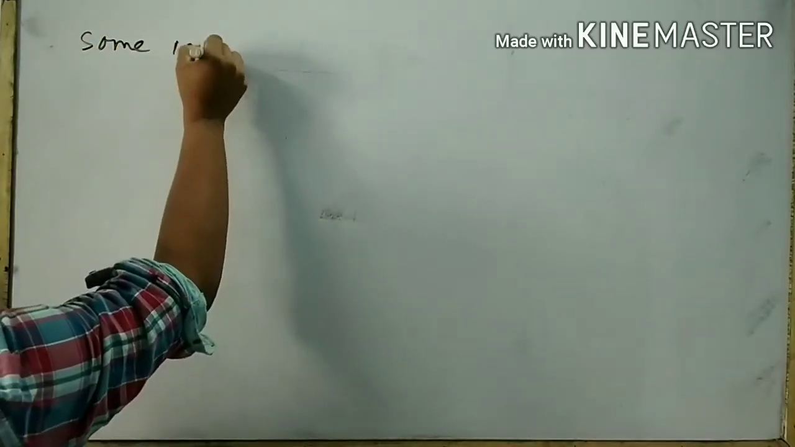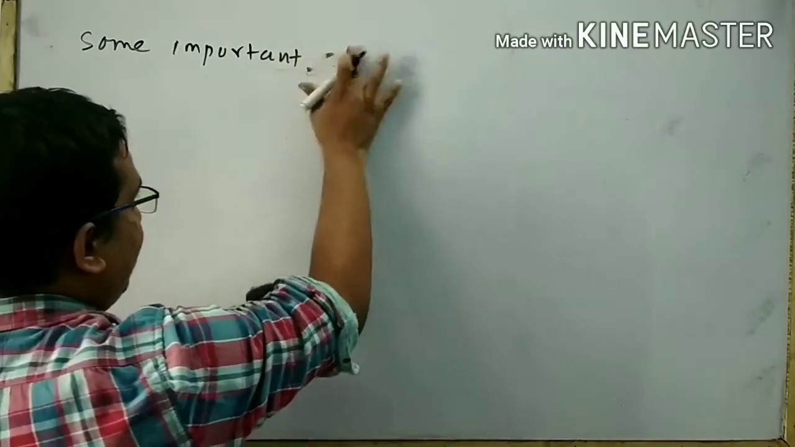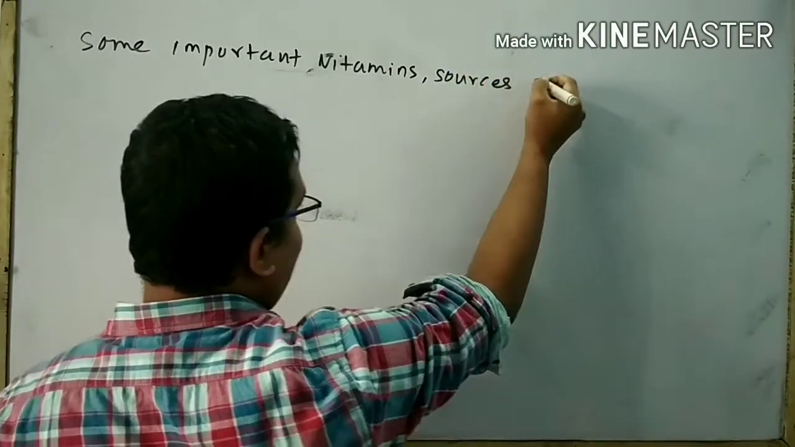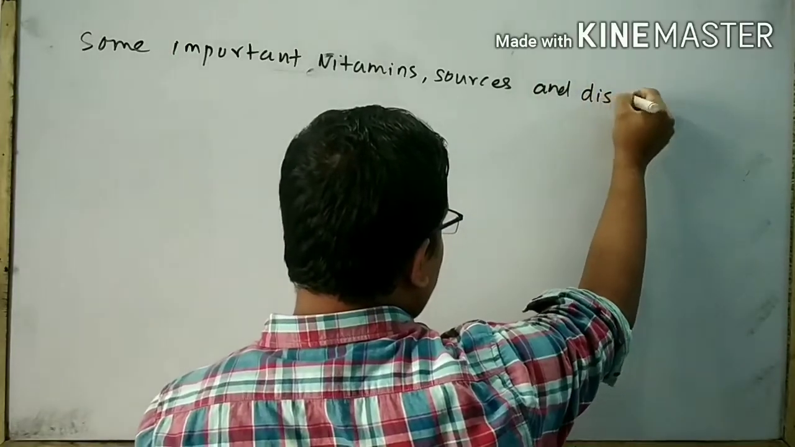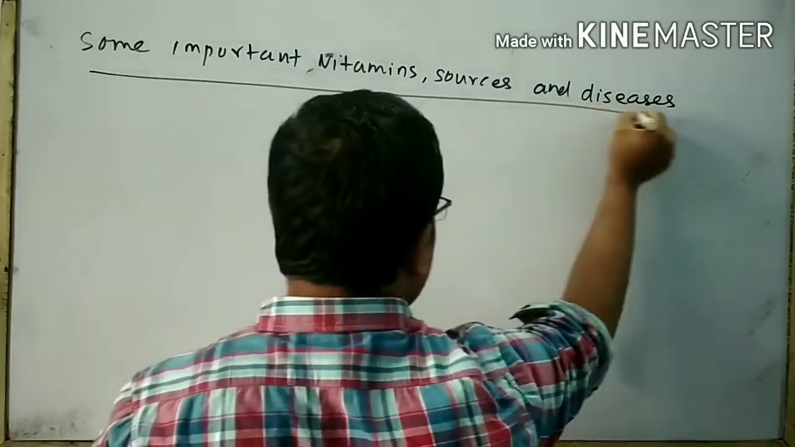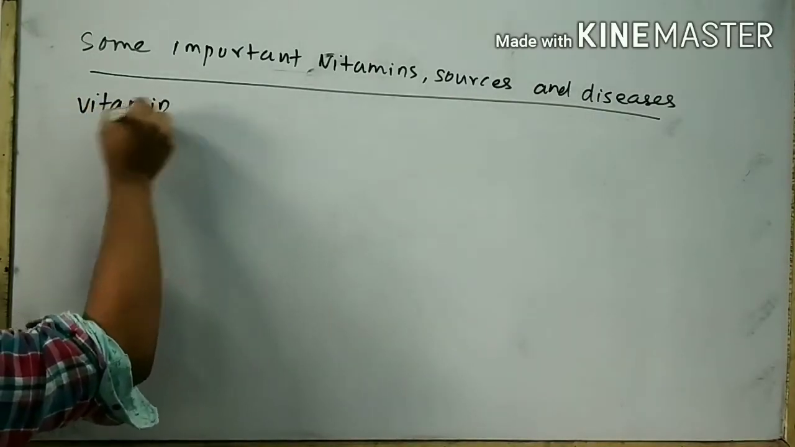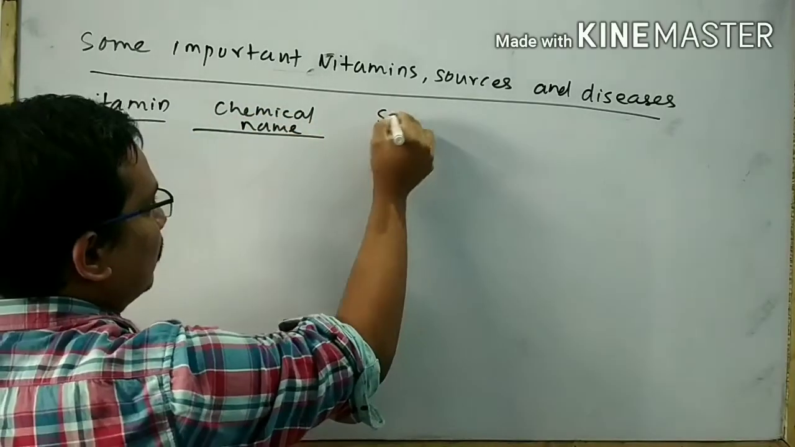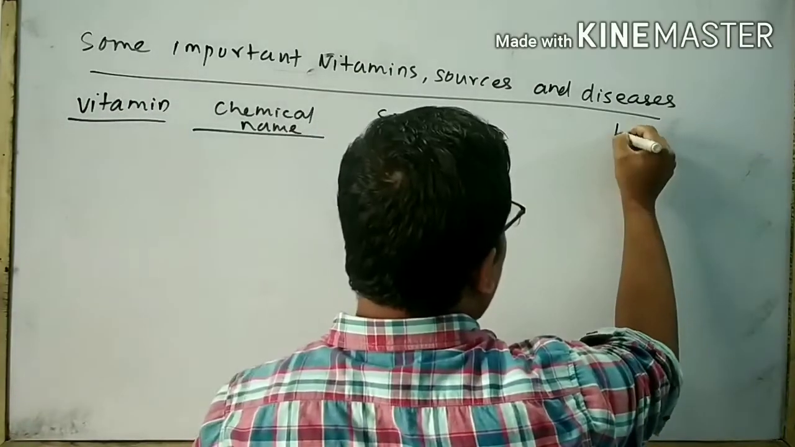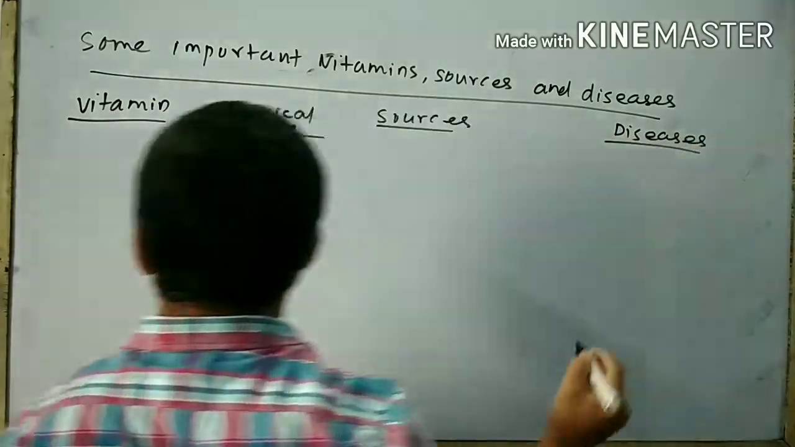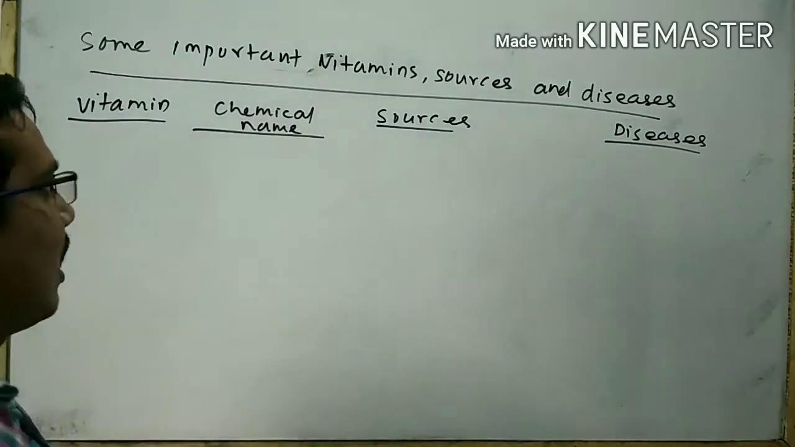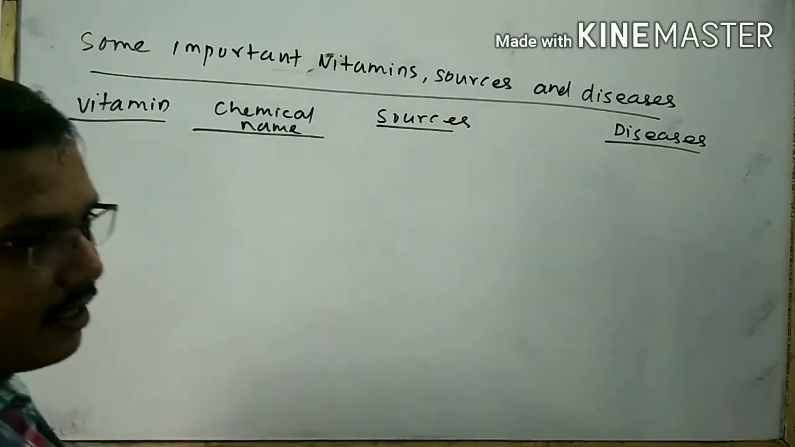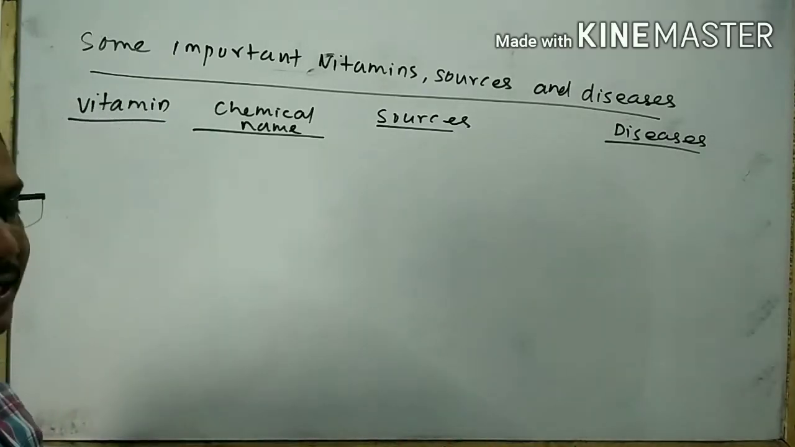Now I will discuss some important vitamins, their sources and diseases. First is the vitamin, next is the chemical name, next the sources, next the diseases. Remember an important point: a 1 mark question is always asked in the exam, what is the chemical name of vitamin A, or vitamin D, or vitamin B12, like that.